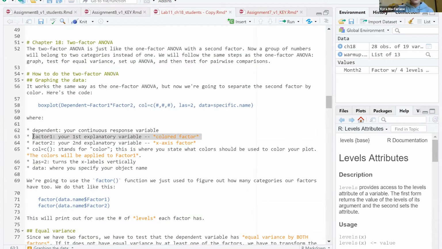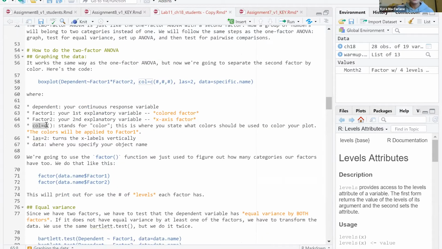But I want you to remember that factor 1, the one that you put first, is the one that's going to be colored. Factor 2 is going to be put on the x-axis. So that's really, really important to remember for when you're making your box plots and for when you're deciding which order you want them in. Neither one is technically wrong, but one order may be better for seeing patterns and for not making your figure super colorful and difficult to understand.